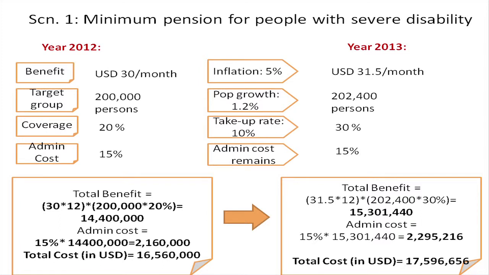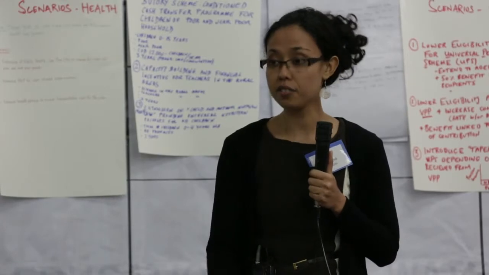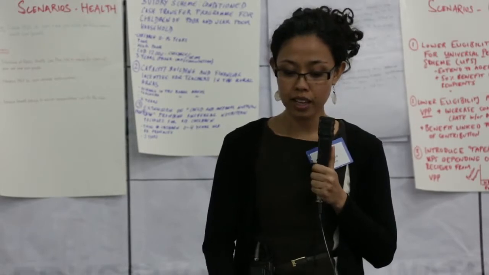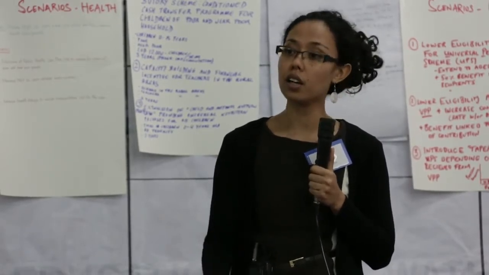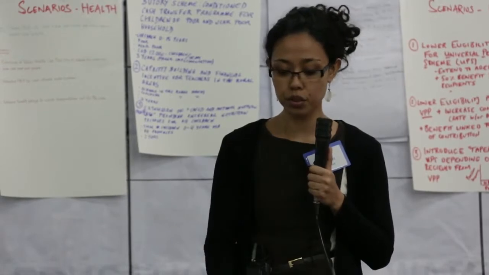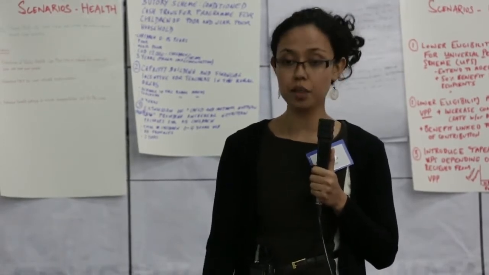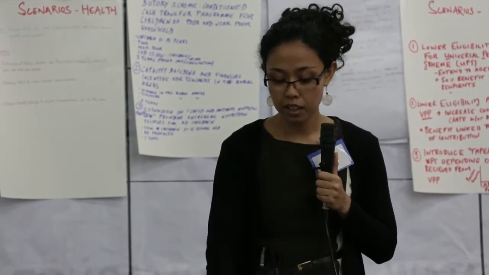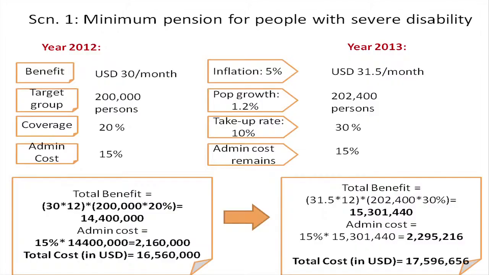For the increase of benefit, we decided to use inflation. And we already have an inflation projection, which is 5%, let's say, from 2012 to 2030. Then population growth, as I said, we use general population growth, which is, say, 1.2%. Take-up rate would be 10% a year. Admin cost remains. Then we have the new number. So simply, you have the total benefit on the left-hand side.